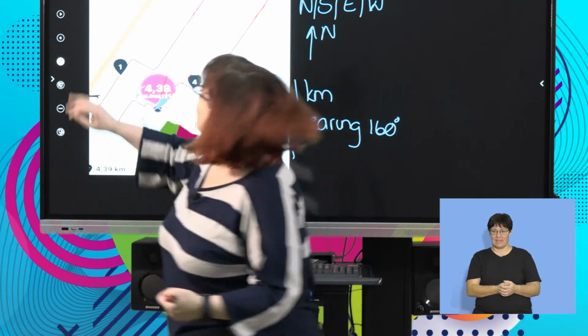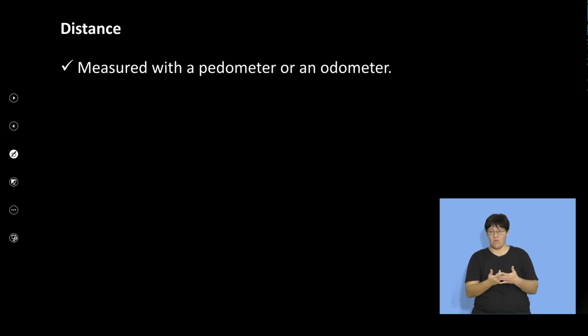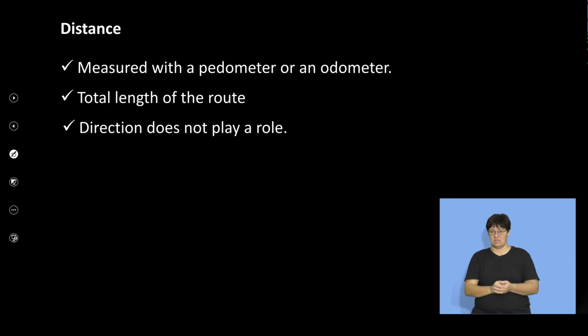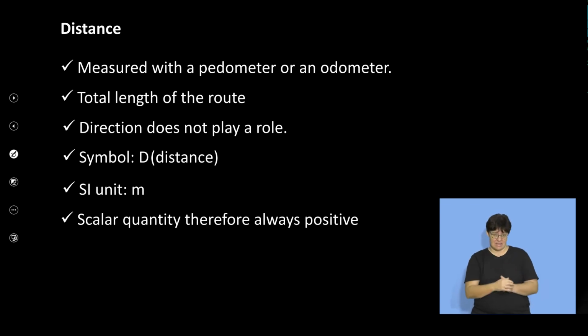So, distance is measured with a pedometer or an odometer. Pedometer is like your fitness trackers, okay? Odometer is what's in a car. It's the total length. Direction doesn't matter. The symbol is D for distance, and its unit is meters, and it's scalar, okay?